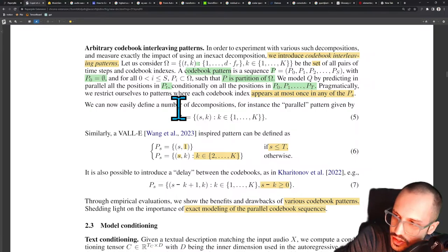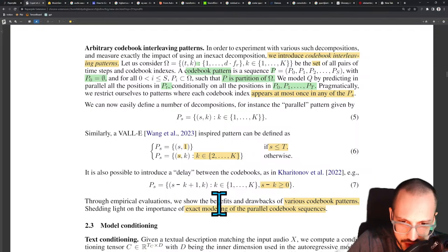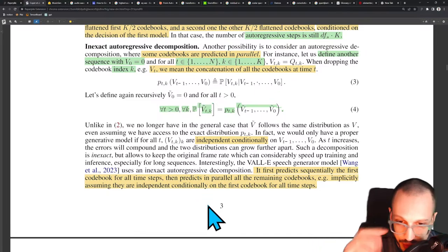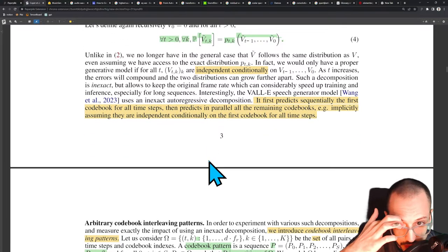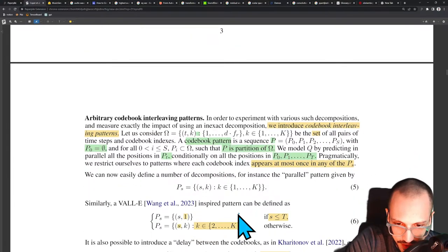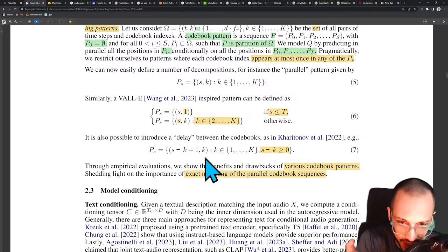Yeah, and then to Jonathan's point, I think the delay between them is so that they don't have to deal with this problem, right? Where technically the codebooks are dependent on each other because they're quantizing the residual of the previous one. So by having this delay, aka the offset, they can do it in parallel.